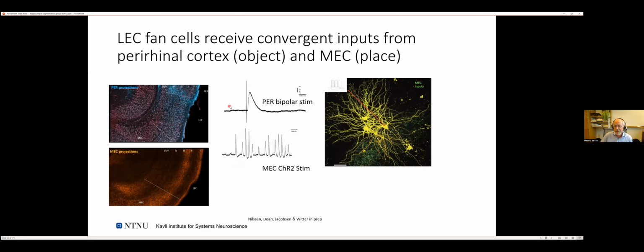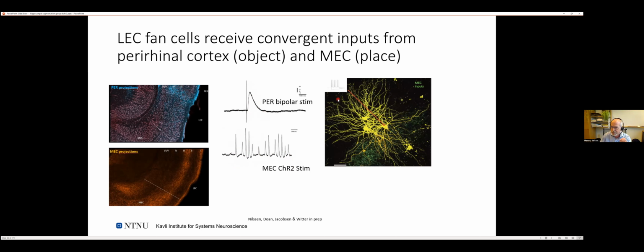So we did the following experiment. We drive the perirhinal input electrically. We drive the MEC input optically, and here every peak is a light pulse that goes on. I should have put the light bars here. And we're recording from a bunch of these cells, the fan cells in layer two. So we get beautiful responses. If we stimulate perirhinal cortex, you get an excitatory volley. If you do multiple light pulses in MEC fibers, you get beautiful excitatory responses in these cells.